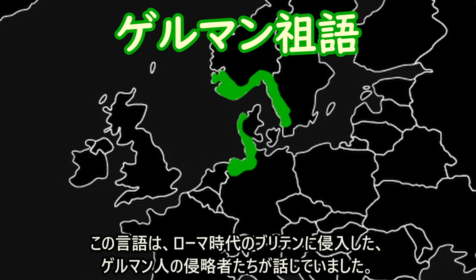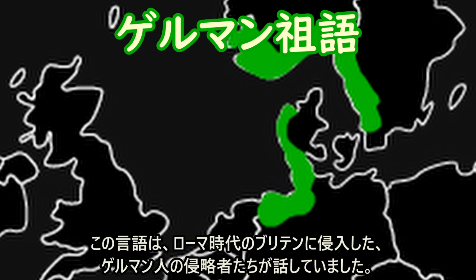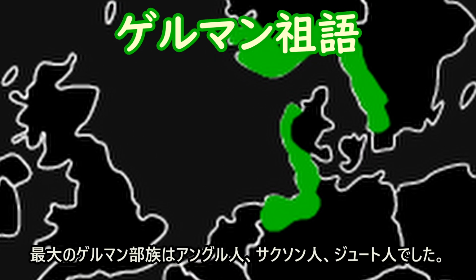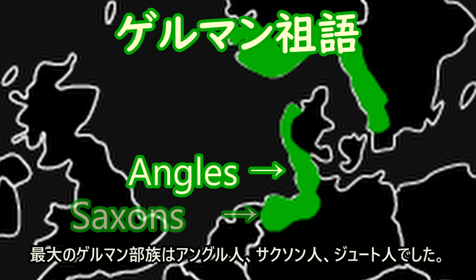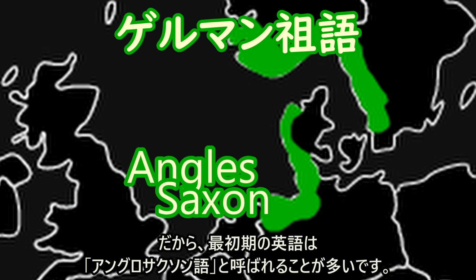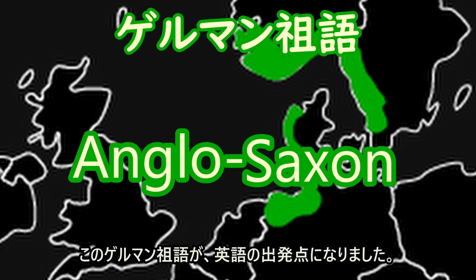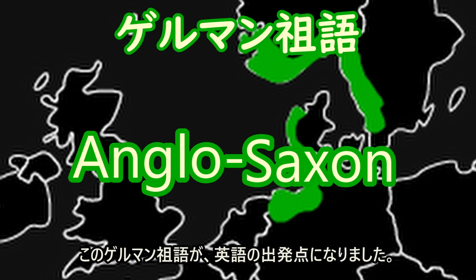This language was spoken by Germanic raiders who invaded Roman Britain. The biggest German tribes were the Angles, Saxons, and Jutes. So, this earliest English is often called Anglo-Saxon. This Germanic language was the starting place of English.